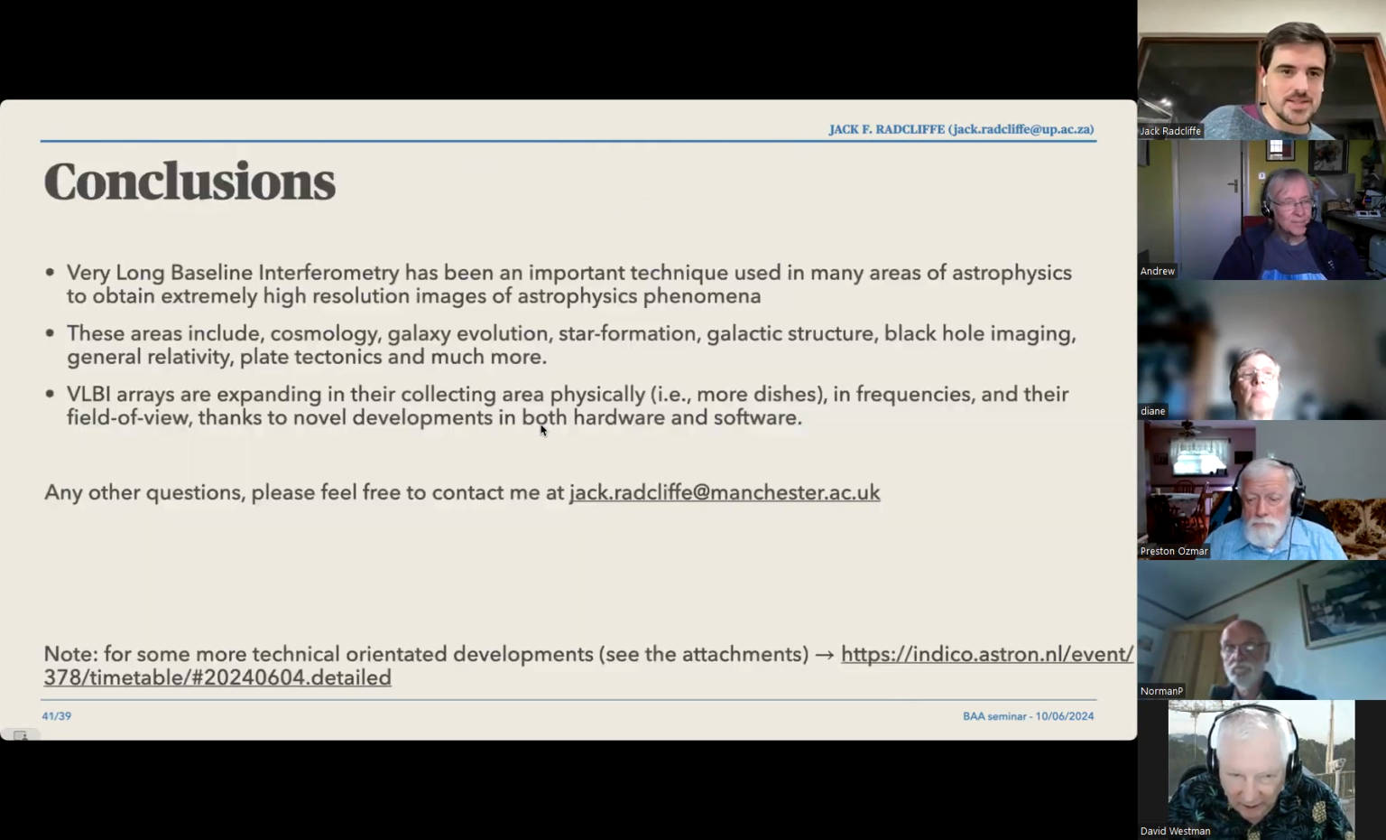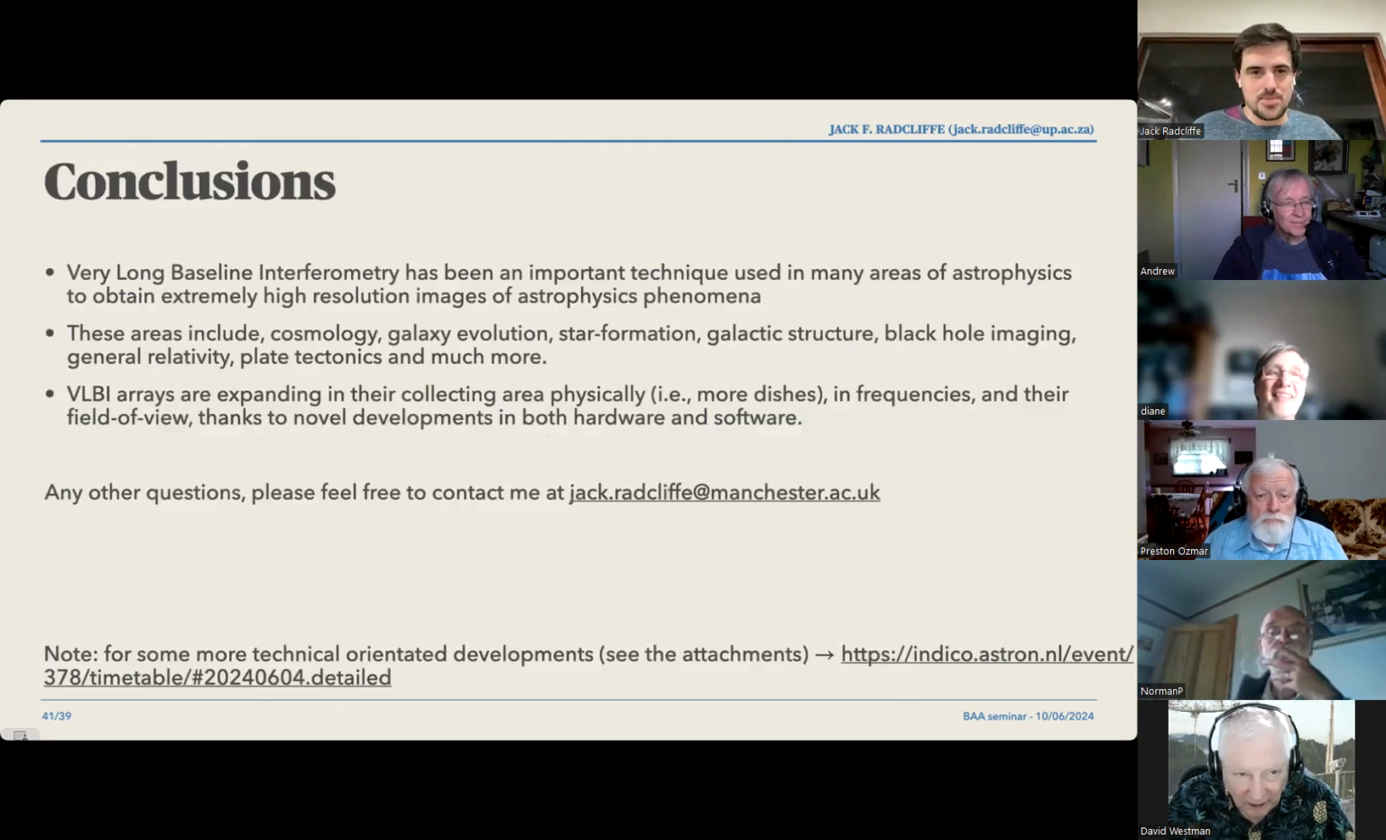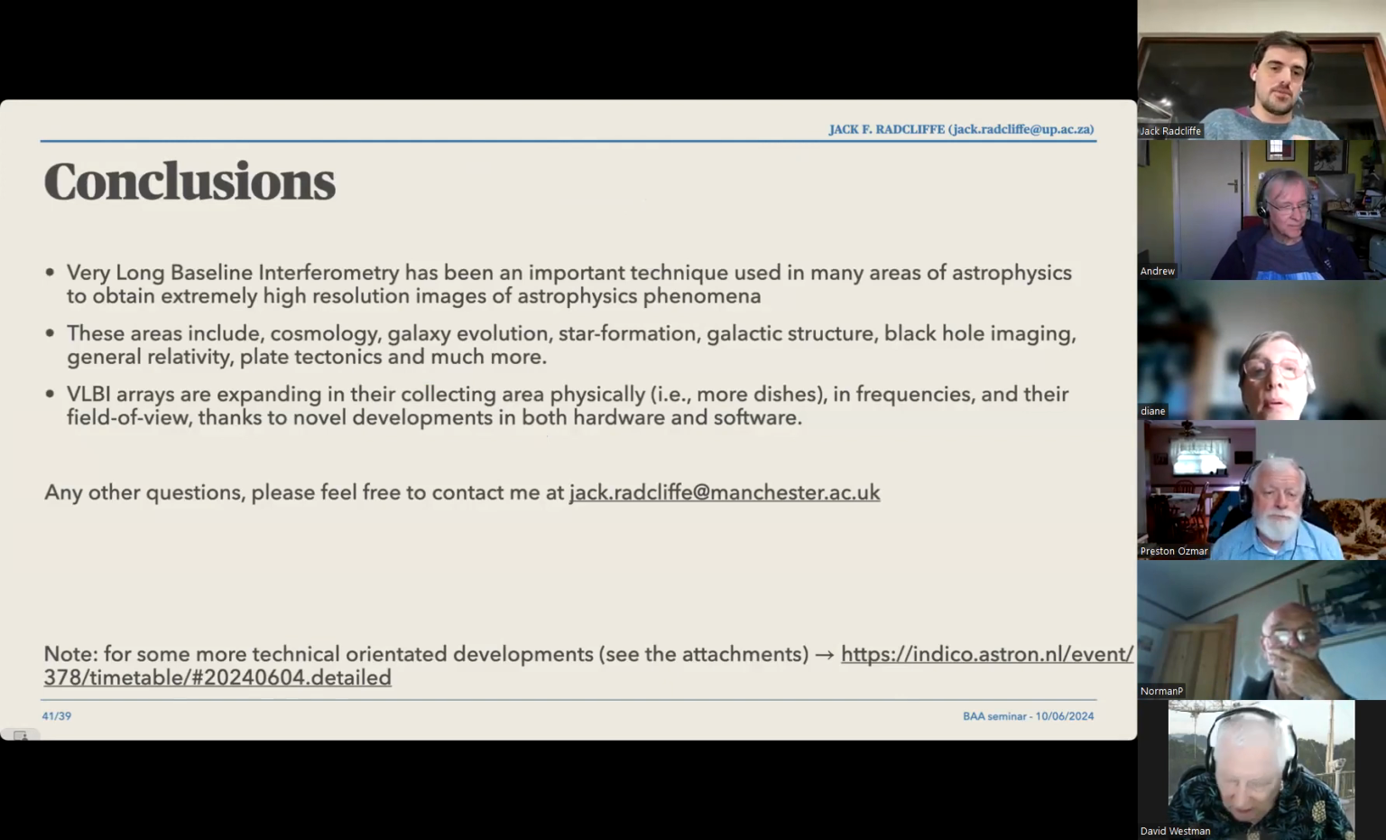I've just seen my numbering has gone out. And I hope that I've sort of convinced you that VLBI is still an important technique. It's used in lots of areas of astrophysics. Through the fact that it has extremely high resolution images, we can do cosmology, galaxy evolution, etc. But we're also expanding physically, i.e. more dishes, we're expanding frequency, we've got wider bandwidths, bigger fields of view, and this is all thanks to novel developments in both hardware and software.